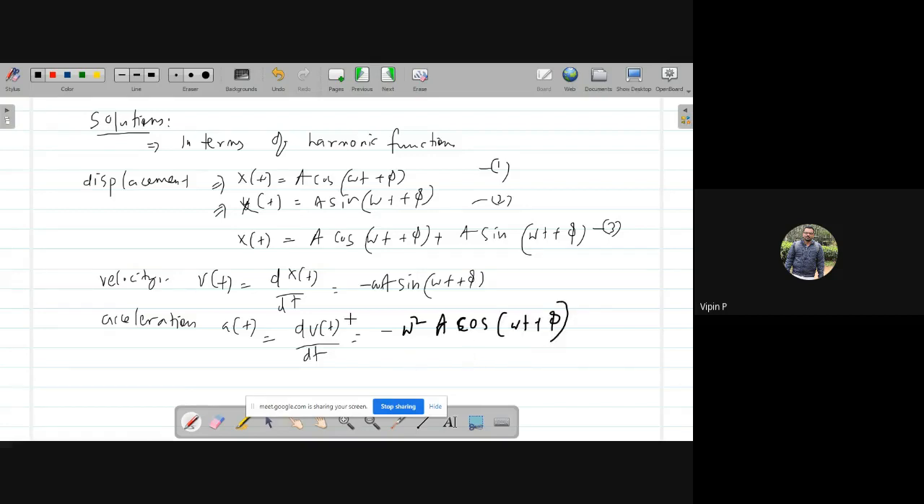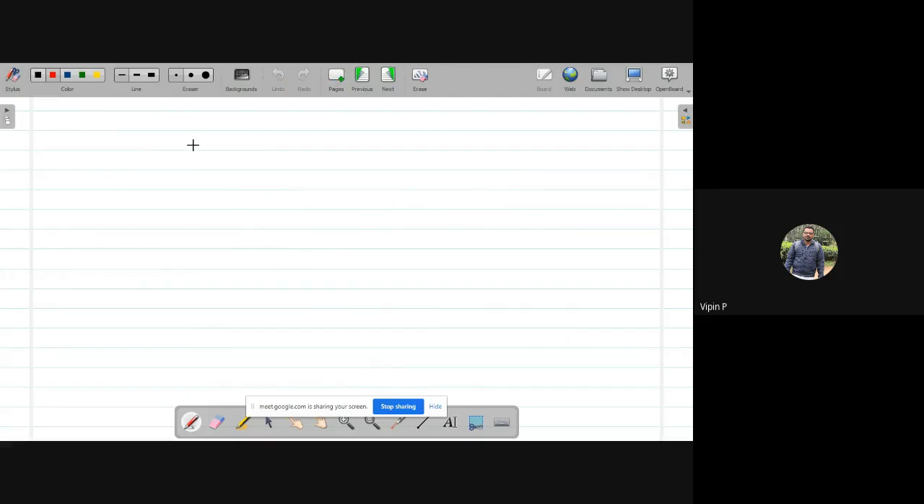Now this is the very important equation that I've written here. A cos(omega t plus phi) is nothing but x(t). So this equation can be written as minus omega squared x(t). This is the most important equation, something like a fingerprint of simple harmonic oscillation. With this equation you can always check whether a given motion is simple harmonic or not.